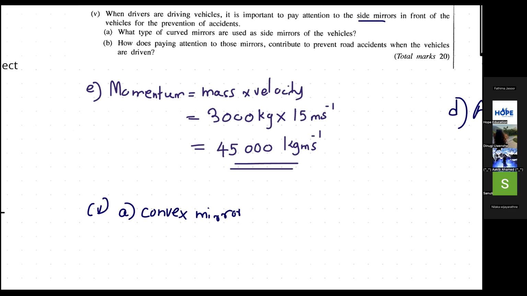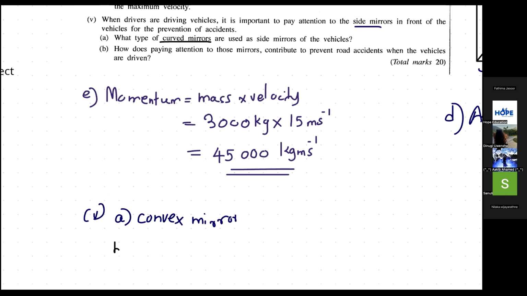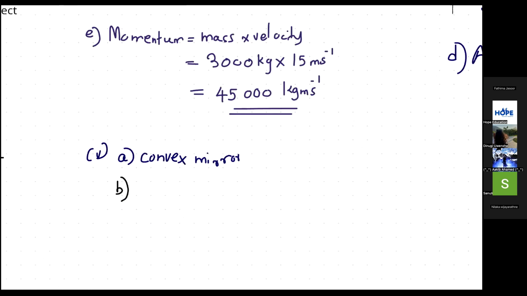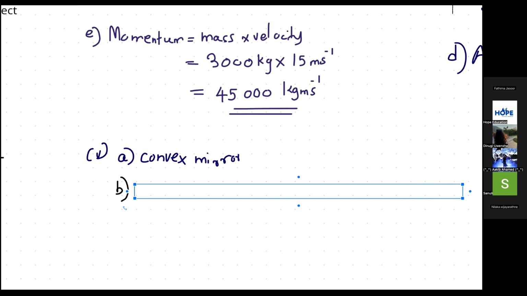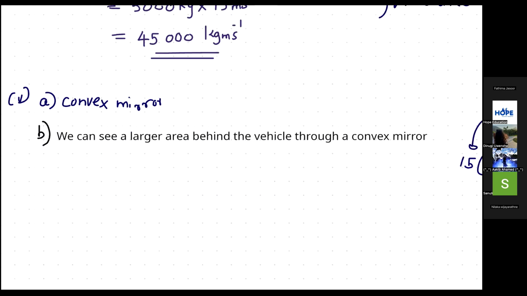So what type of curved mirror? It's a convex mirror. How does paying attention to those mirrors contribute to preventing road accidents? When the vehicles are driven, we can see a large area, right? We can see a large area at once through a convex mirror. Larger area behind the vehicle, true. Better. Any other answers that you have put here that you want me to correct?